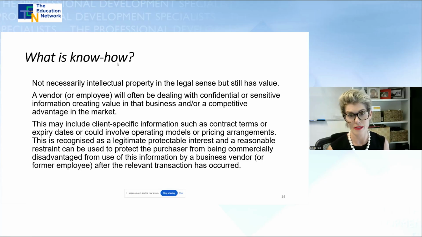So that could also extend to client information. I know things about contract terms. I know things about tender processes.